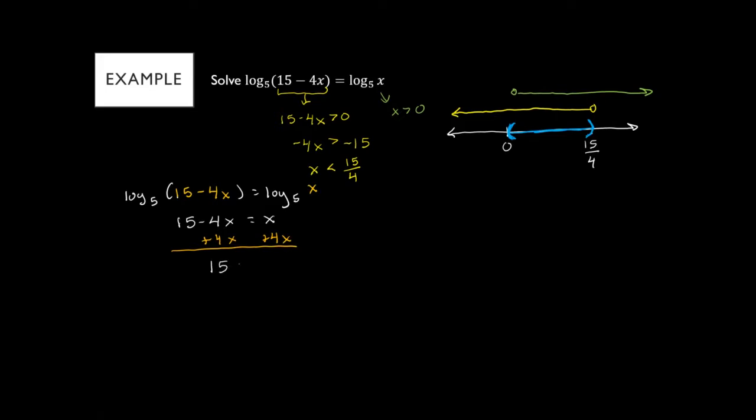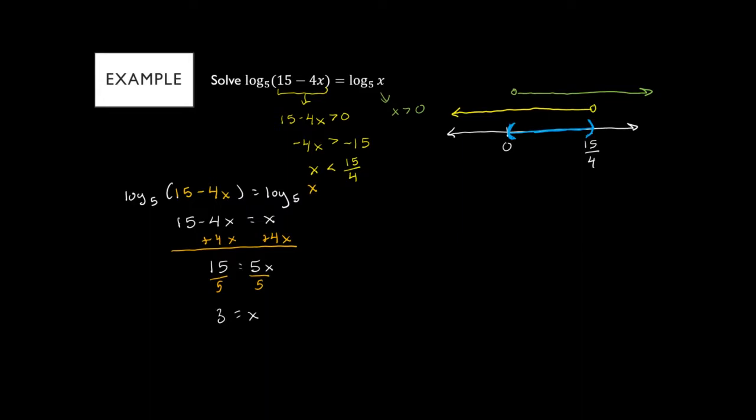And this gives me 15 equals 5x. And then we'll divide both sides by 5. And we got 3 equals x. So we need to determine where that answer is on the number line.